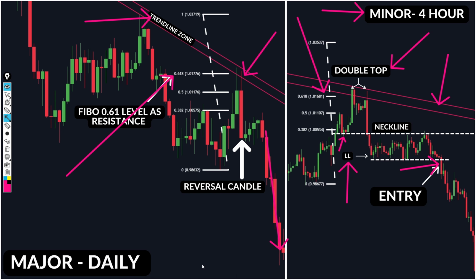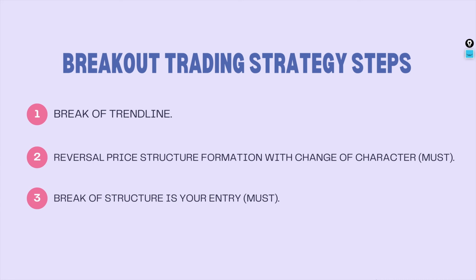Now let's move on to our next strategy, which is breakout trading strategy. Breakout trading strategy is the easiest. The rules are very simple. You need break of trend line. The second rule is to wait for the reversal price structure formation with change of character. This is a must situation. You need to have this.